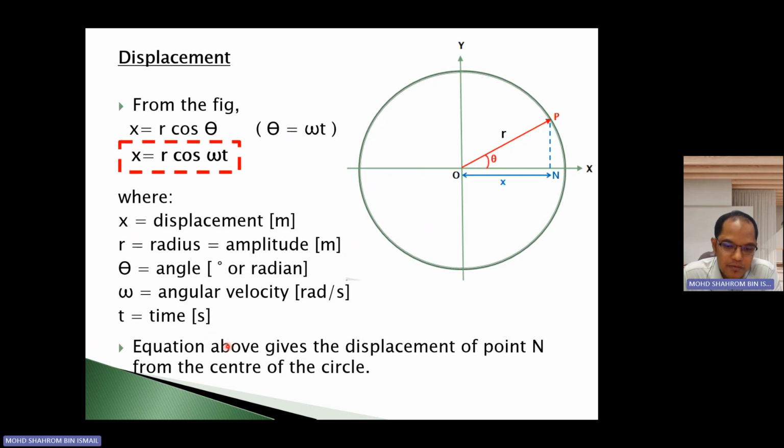Therefore, the equation above gives the displacement of point N from the center of the circle. From the center of the circle, you're going to get some distance or displacement here, which is x, equivalent to whatever value it takes. It's a very clear, straightforward formula.